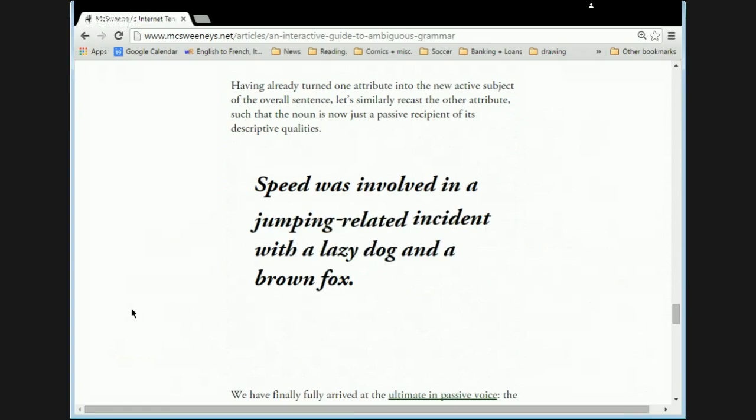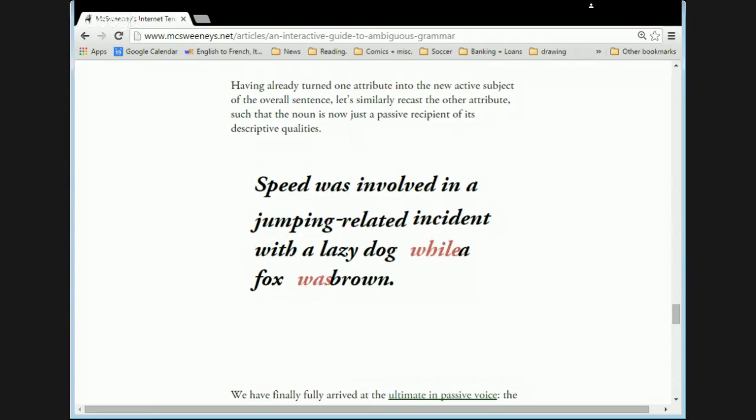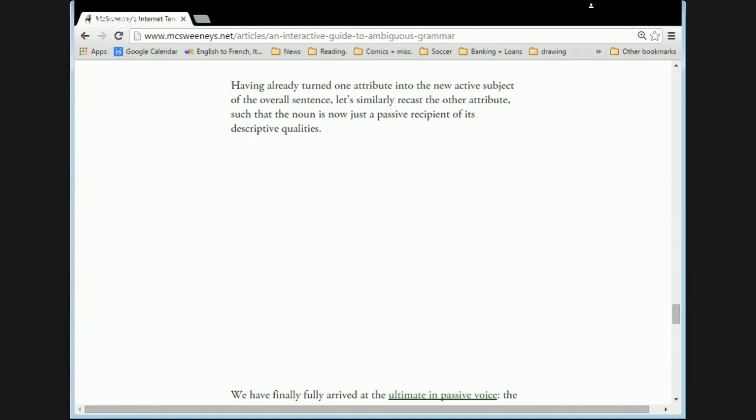Having already turned one attribute into the new active subject of the overall sentence, let's similarly recast the other attribute such that the noun is now just a passive recipient of its descriptive qualities. Speed was involved in a jumping-related accident with a lazy dog while Fox was brown. Okay. Can you repeat attribute? Attribute. Yeah, attribute.